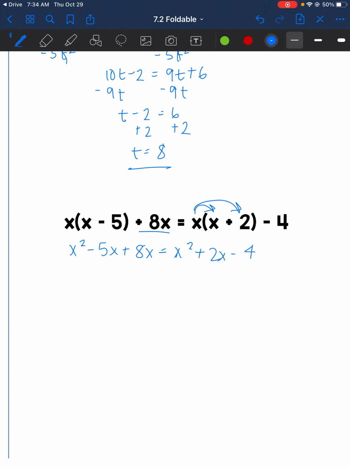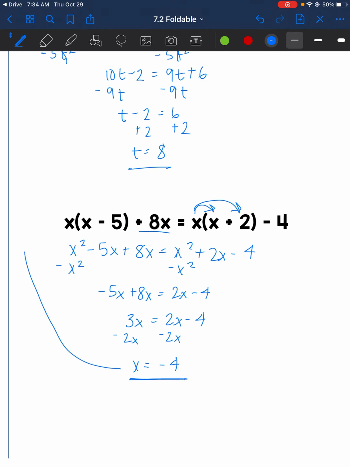All right, so there's no combining like terms right now, but we can subtract x squared from both sides. Then we get negative 5x plus 8x. Oh, I guess we can combine those, huh? That is equal to 2x minus 4. So let's combine this left side. Negative 5 plus 8 is positive 3x. That is equal to 2x minus 4. Subtract 2x from both sides. Then we have x is equal to negative 4.